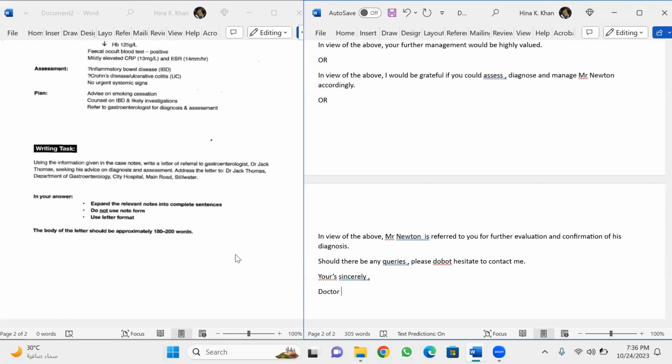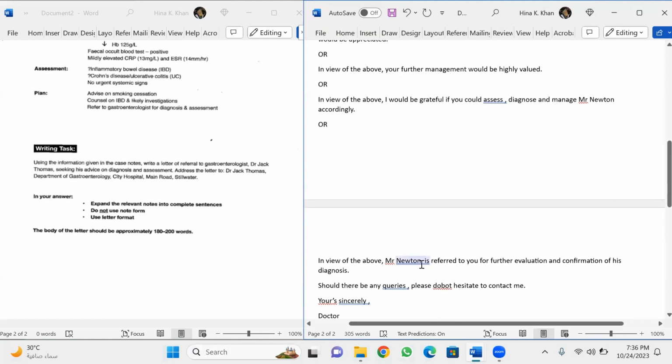So instead of that, you can write the name here which is mentioned in the writing task. Now, what's the question? And yeah, this would be my preferred conclusion, which is different.